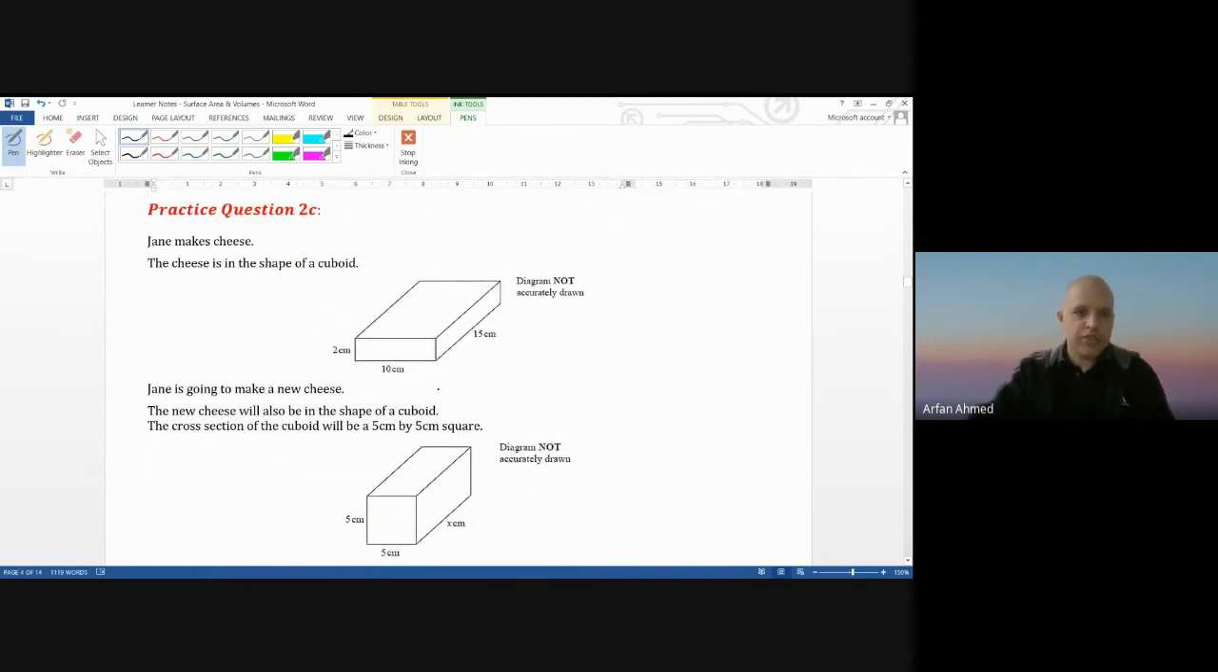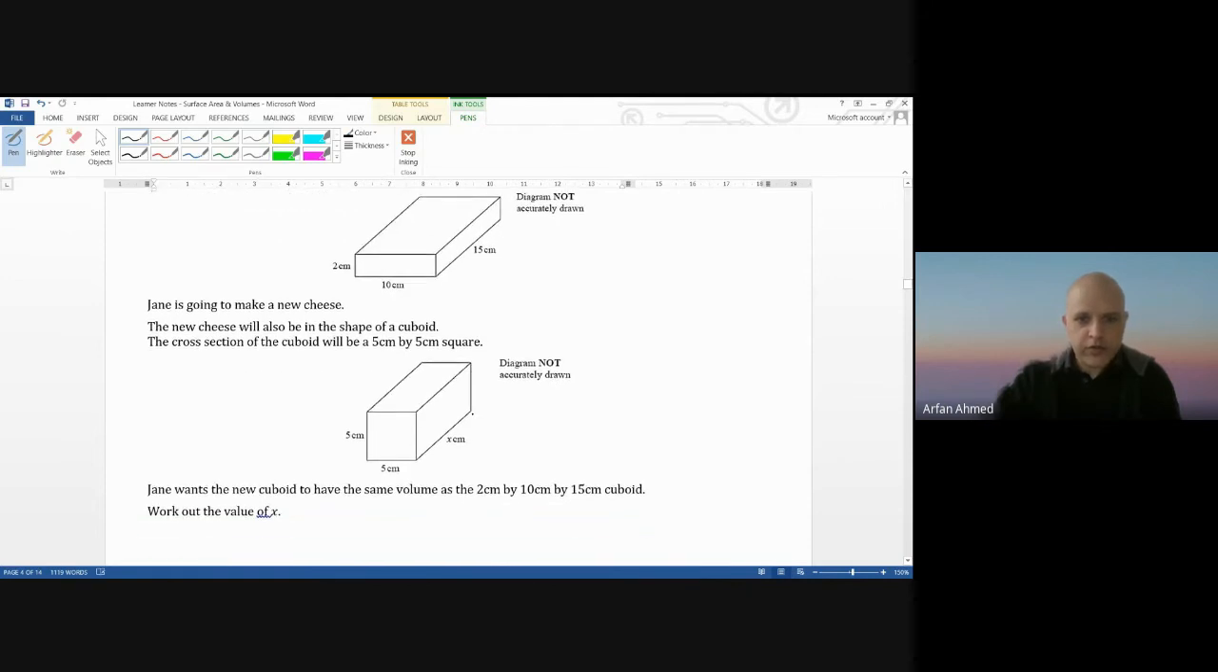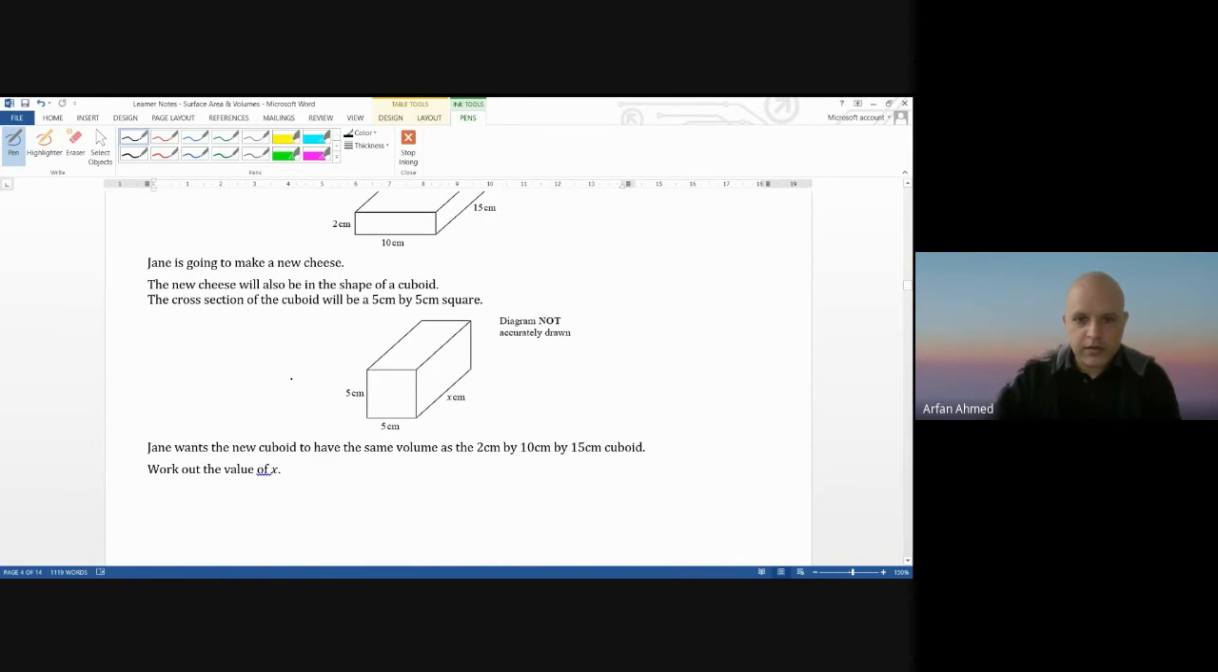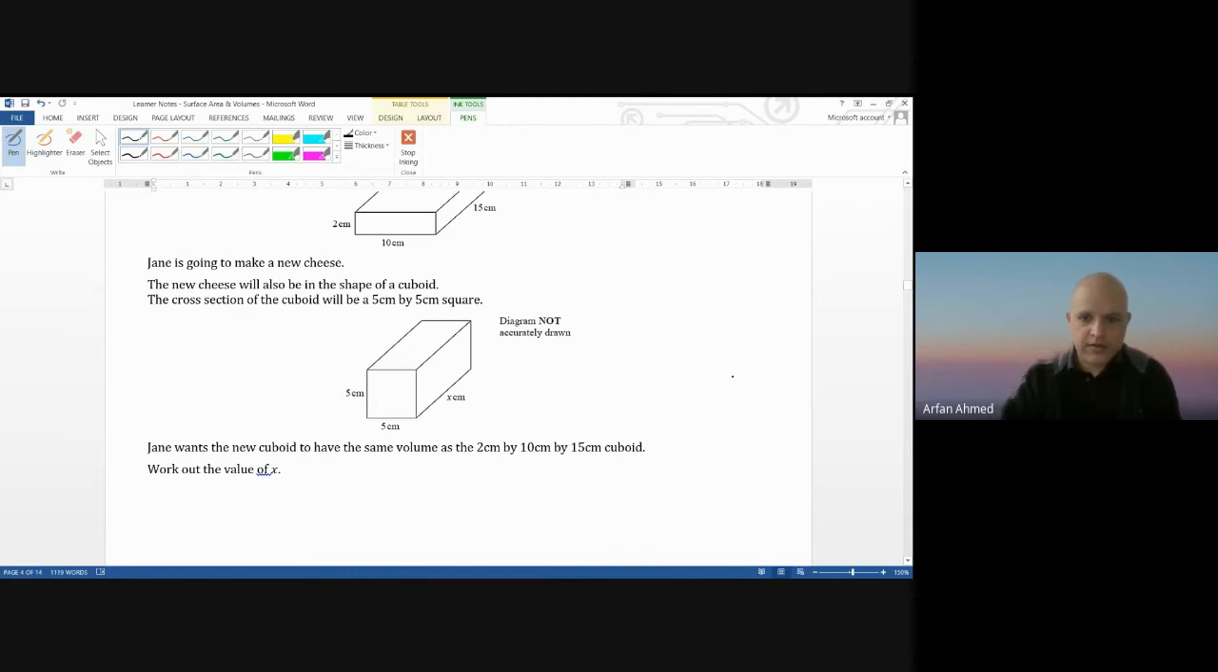Question 2C. Jane makes cheese. Cheese is in the shape of a cuboid. Okay. Jane is going to make a new cheese. The new cheese will also be in the shape of a cuboid. Cross section of the cuboid will be 5 by 5 centimeters square. Okay, yep, we can see that. The front. Jane wants the new cuboid to have the same volume as the other cuboid, the 2 by 10 by 15. Work out the value of x. That's there. Right, that's the length of the shape.